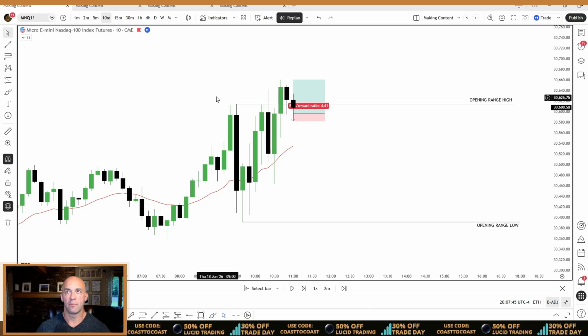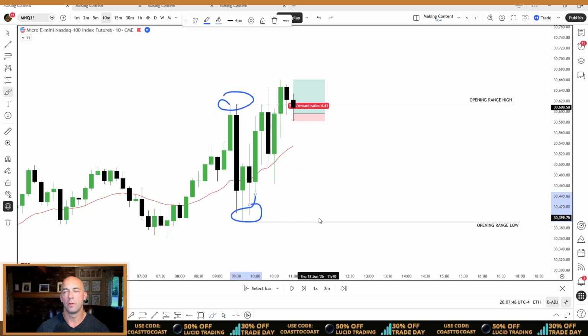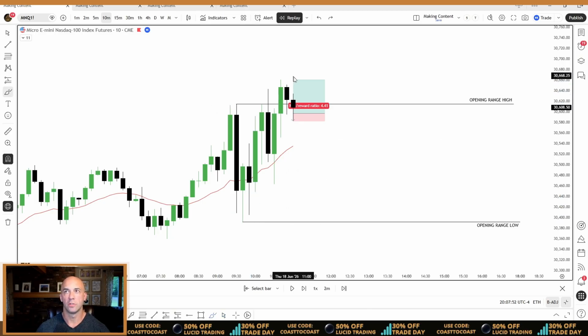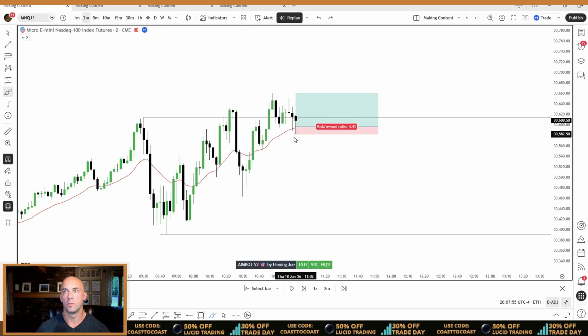Here we are on the 10-minute time frame. Same thing here. Opening range high, opening range low. 10-minute candle closing outside of that range. From there, drop down to the 2-minute time frame. We're on the 2-minute time frame, and we see a 2-minute 20 EMA interaction. Now, the first one was quick. It came down fast. Was ready to let this trade go.